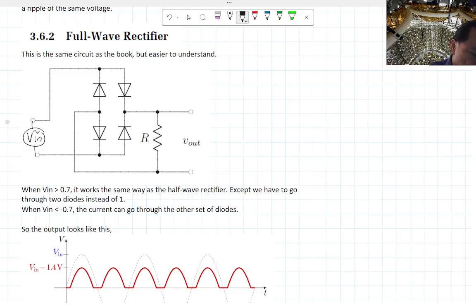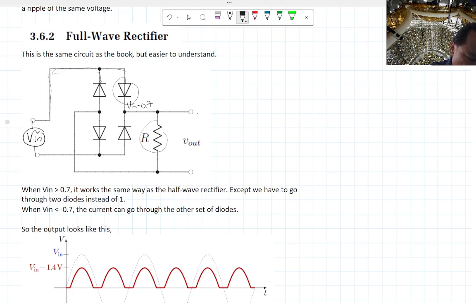Well, actually, in this case, it's going to be 1.4 above ground. If it's positive, it cannot go this way because you cannot drive current backward through this. That's fine. But then it can go through this other diode, which drops your voltage by 0.7 volt, and now you're at 0.7 volt, and that's what your Vout is.